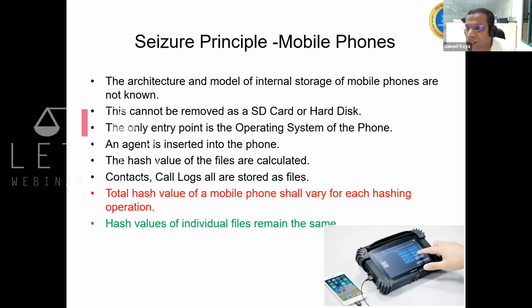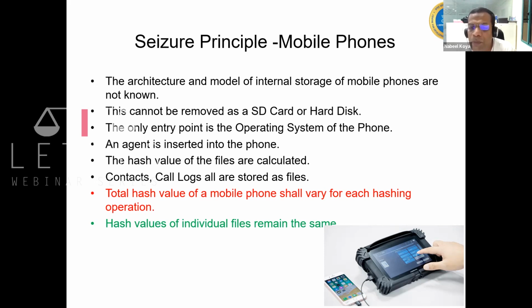Now, that was what we mentioned about hard disk. But when we now look into mobile phones, the methodologies are going to be entirely different. The architecture model of the internal storage of mobile phones is not known. This cannot be removed as an SD card or a hard disk. So how do you do a hashing of a mobile phone?